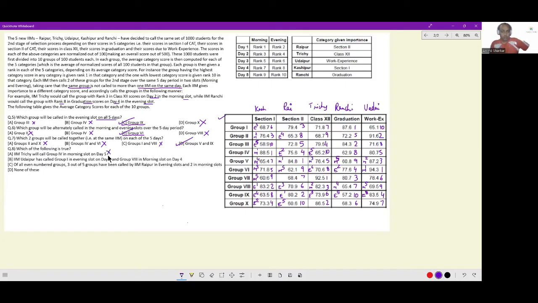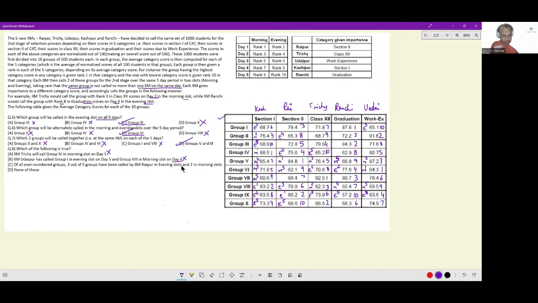IIM Udaipur has called group 1 in the evening slot on day 5. Yes, this is true. 5 evening is fine. And group 8 in the morning slot. Group 8 is also on the 5th day, not on day 4. They're saying day 4. This is not true. This is a problem.